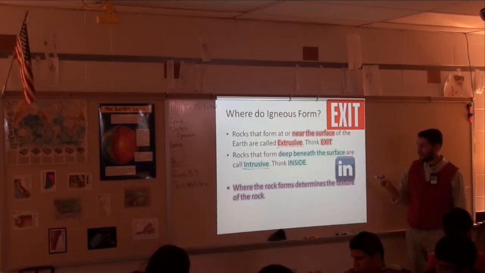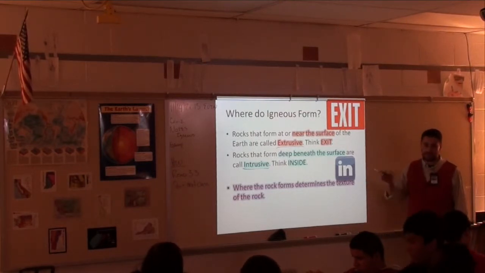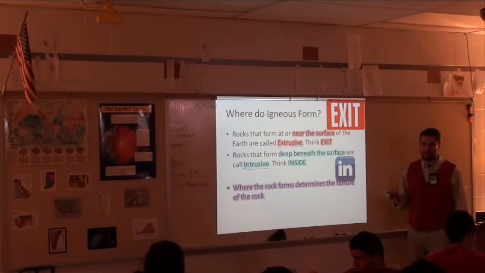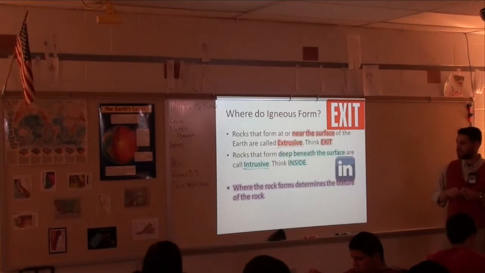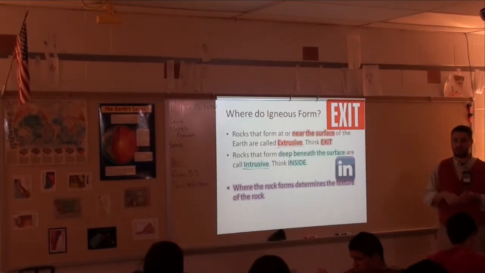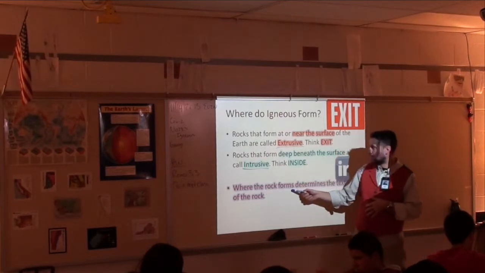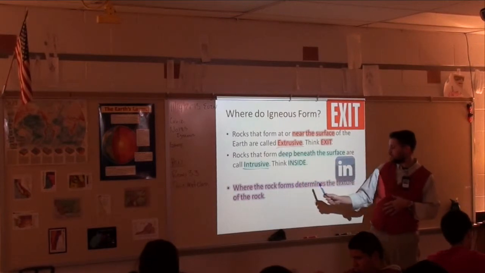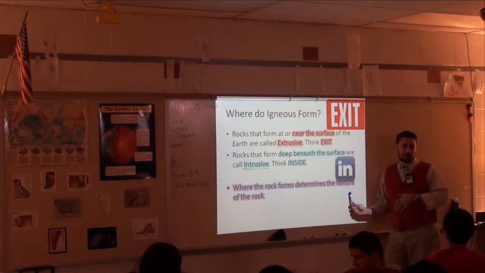Intrusive rocks are inside the earth. They have not exited. They're inside. Intrusive, inside. So that means intrusive rocks are bigger? Not that the rocks are bigger, but the minerals will be bigger. So, kind of tying off what Mr. Lopez just said, where the rock forms, extrusively or intrusively, determines the texture. Texture is how big the minerals are.